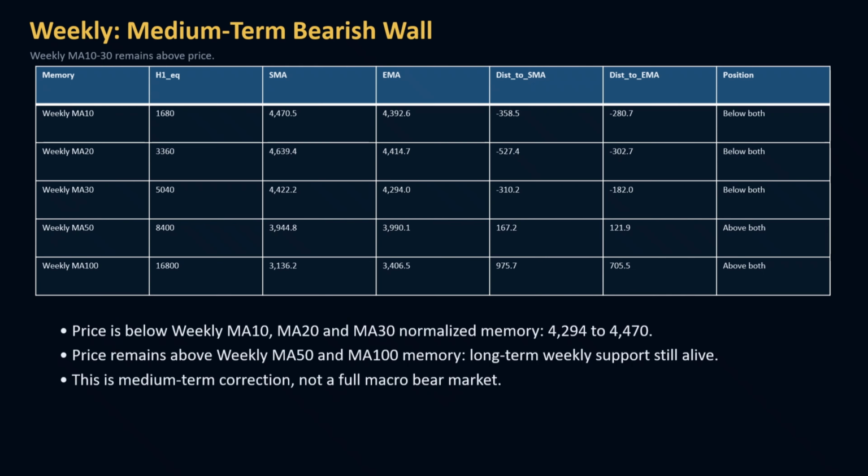The weekly time frame presents the strongest resistance currently facing the market. Price remains below the normalized weekly MA10, weekly MA20, and weekly MA30, which together form a major institutional resistance band between approximately 4,294 and 4,470. However, price is still trading above weekly MA50 and weekly MA100. This combination suggests a medium-term correction rather than the beginning of a long-term bear market.